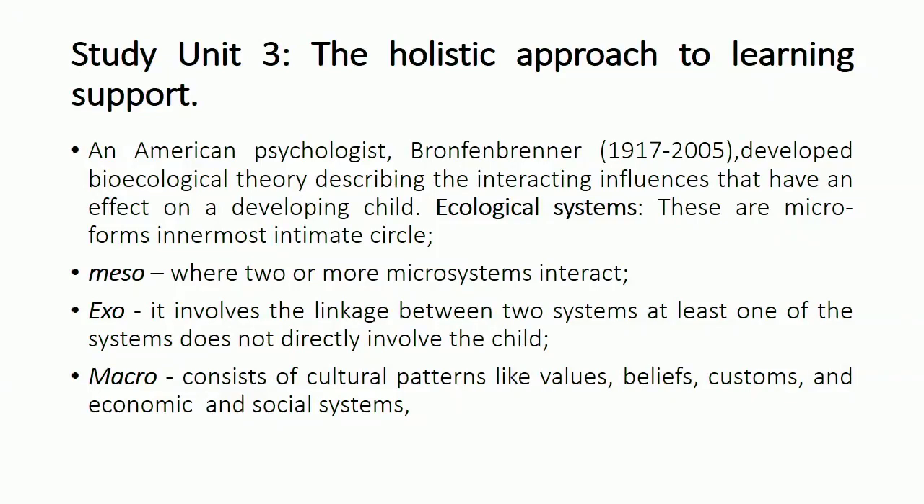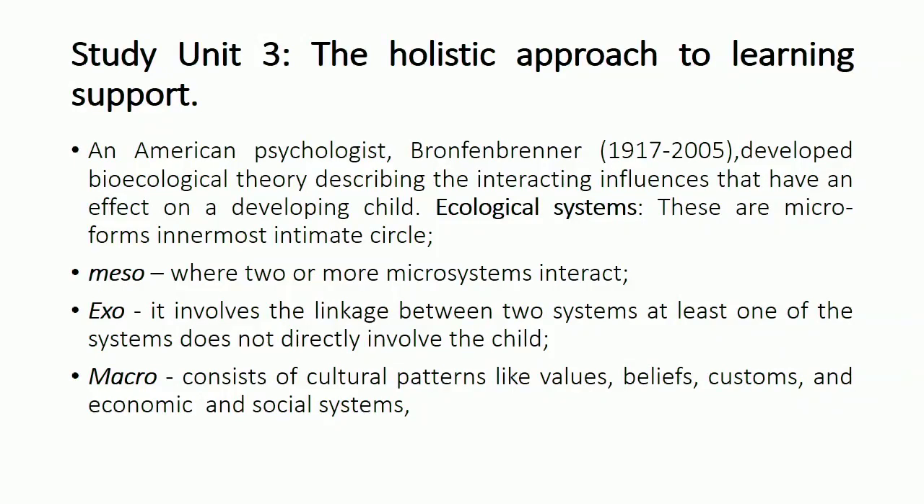We have the meso, where two or more microsystems interact. We have the exo, which involves the linkage between two systems, at least one of which does not directly involve the child. As we look at the micro, these are the very close people to the child: the parents, the biological parents, the siblings, the brothers and sisters, uncles, aunts. Those are the people close to a child. And whenever the child is out there, the child learns from the people who are close to him or her.